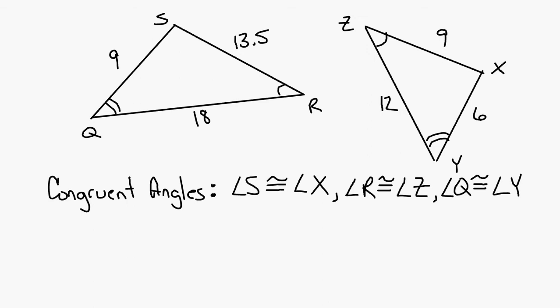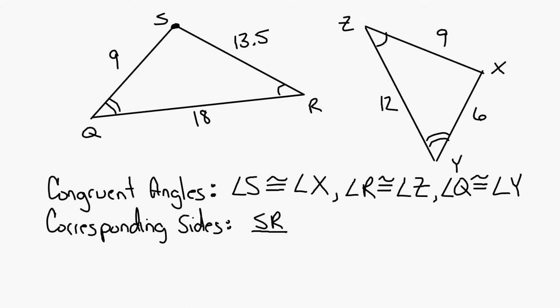Second part of the directions ask you to list the corresponding sides. Now, when you're listing the corresponding sides, you're going to list them as a ratio. So, with the triangle on the left, I'm just going to start with side SR. Side SR goes from the unmarked angle to the angle with one arc mark. So the corresponding side in the triangle on the right would go that same direction. So it would go X to Z. Very good.